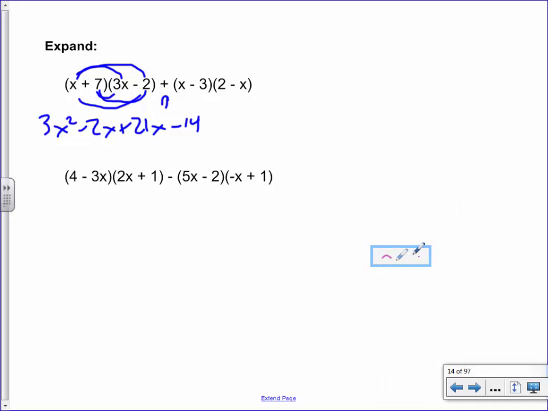But then I got to do the same thing on the other side. I'll pick a new color now. X times 2 will give me 2x. X times negative x will give me negative x squared. That'll give me a negative 6. That'll give me plus 3x.